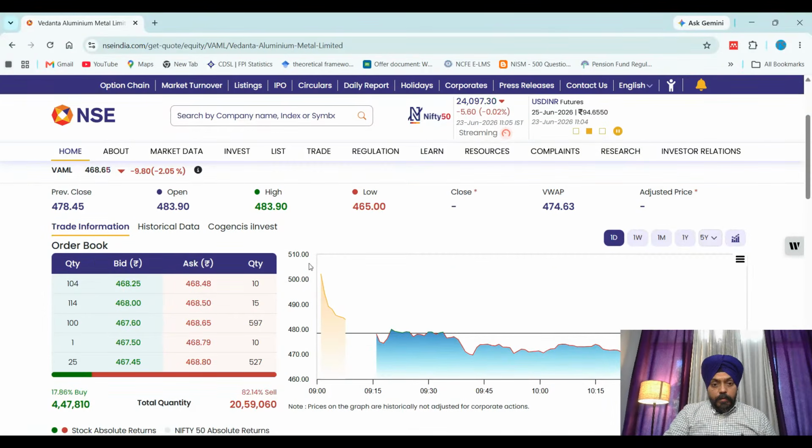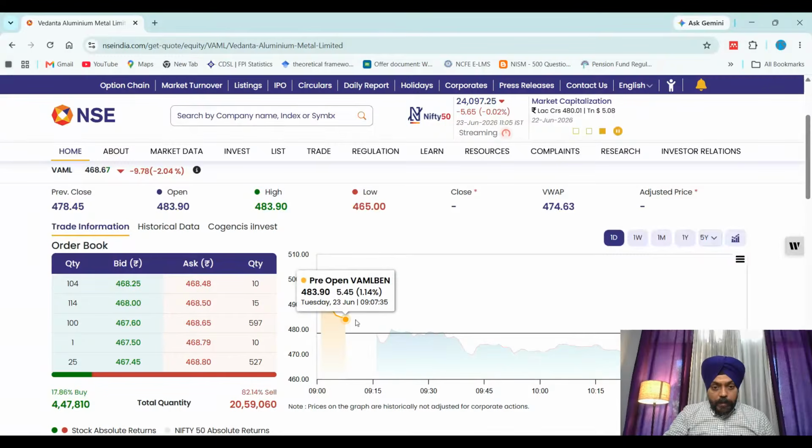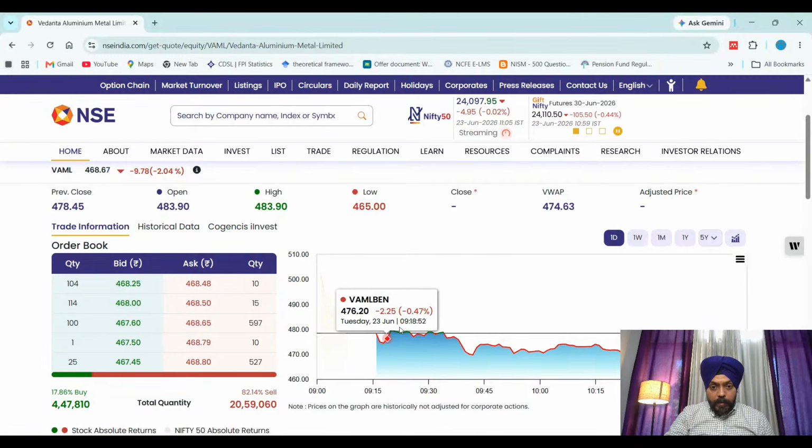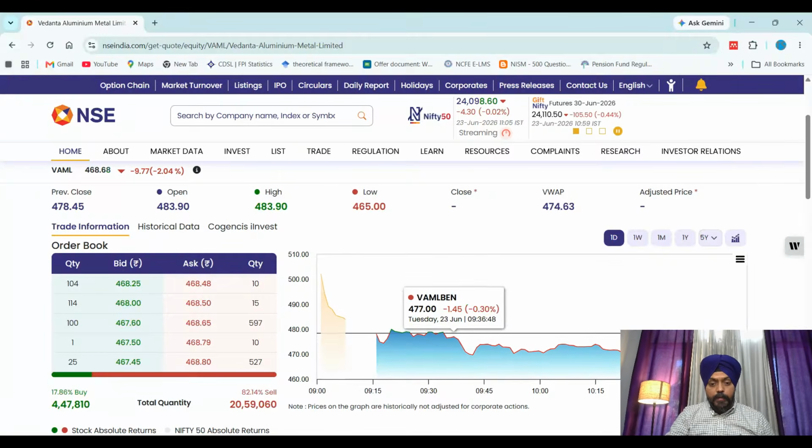Okay, so you just note down, as soon as you drag over the cursor, you will be able to find the time like 9:07, 9:15, 9:21. So what is the price at 9:30 AM? Here it is. The price at 9:30 AM of VAML is 478. So let's consider it 479. Now I will stop share.